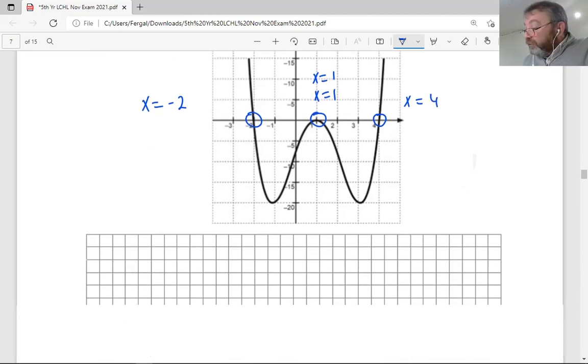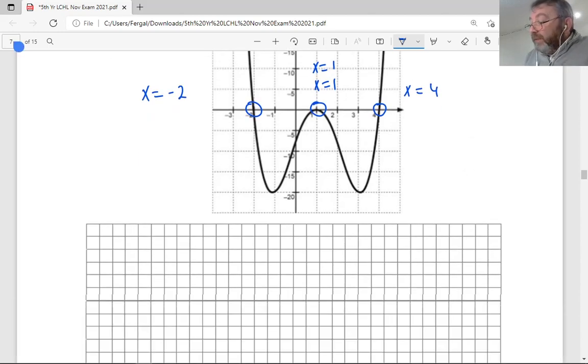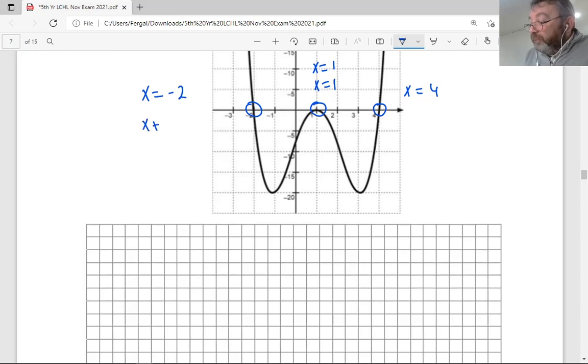Now they're the roots, okay? So what does that mean? It means the factors are x plus 2. Over here, x minus 1 to be squared.